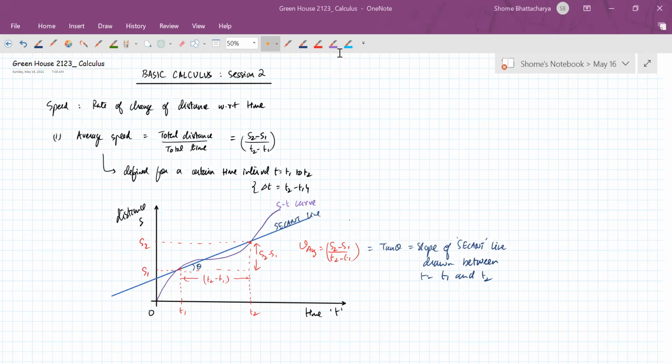Okay. Now Tejas is saying that can we say that instantaneous speed is considered as average speed in a very small interval of time? Yeah, that is correct. Instantaneous speed is what we say rate of change of distance with respect to time, but for a very small interval of time.